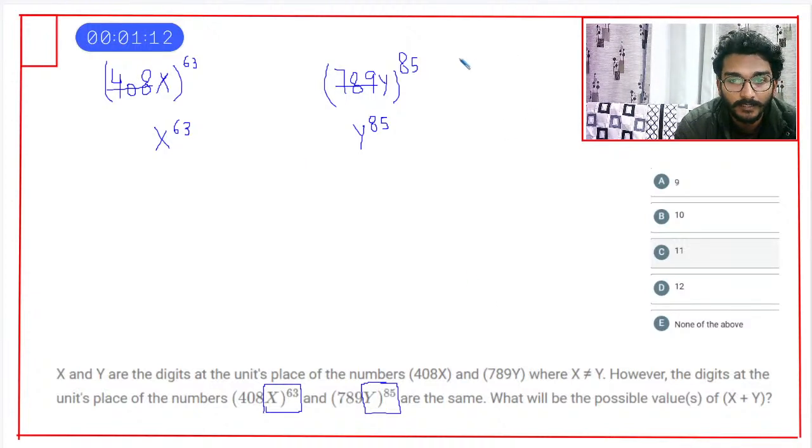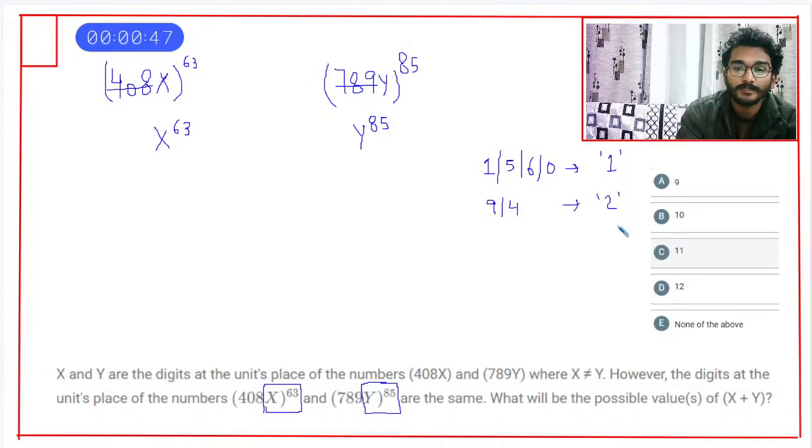We know that 1 repeats, whatever the power of 1, it will remain 1, like the cyclicity. So 1, 5, 6 and 0 have the cyclicity of 1. They repeat on every power basically. Then there are 9 and 4 which repeat after every 2 cycles. Like 4 square is 16, 9 square is 81, and then it repeats. Then we have the rest of the numbers 2, 3, 7 and 8, which repeat after every 4 cycles.